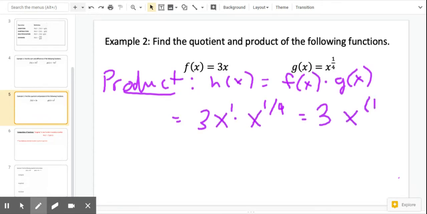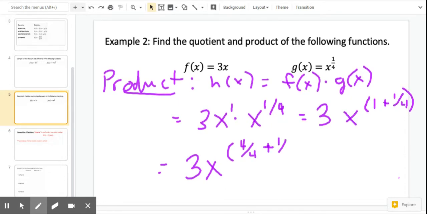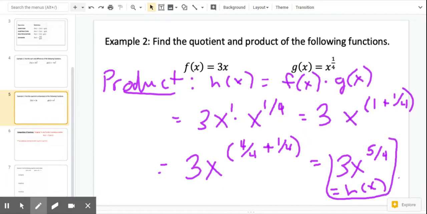So now we're going to add these because it's multiplication. So 1 plus 1/4. And then we have 3x. Once again, I need a common denominator. So I'm going to do the same thing I just did. Rewrite the 1 as 4 over 4. And that's equal to 3x to the 5/4 power. And that's our new function, h of x, that we found by taking the product.